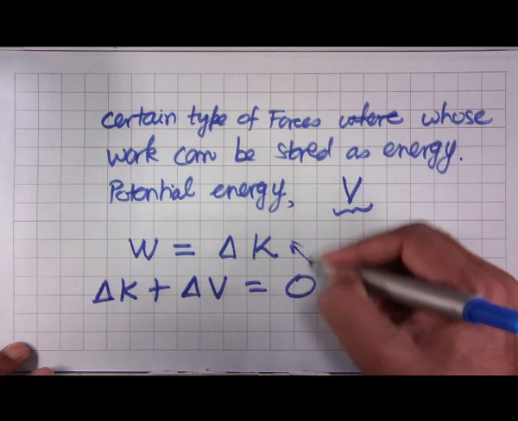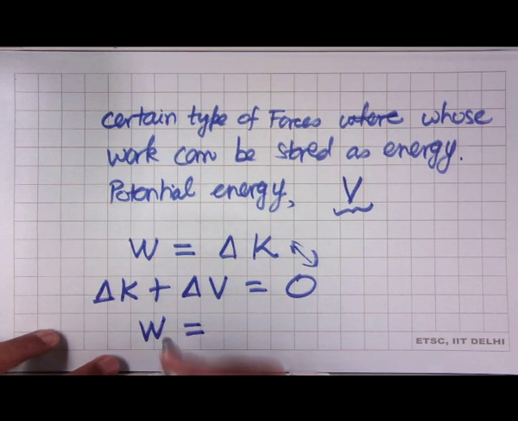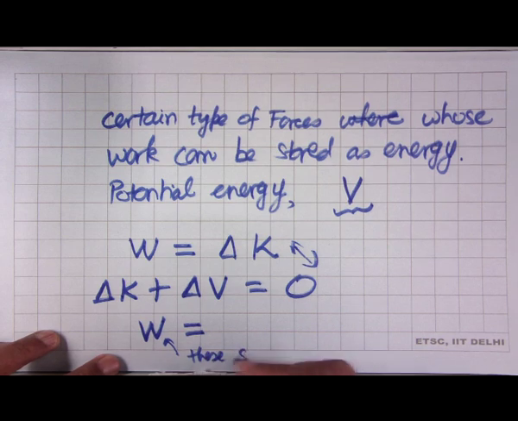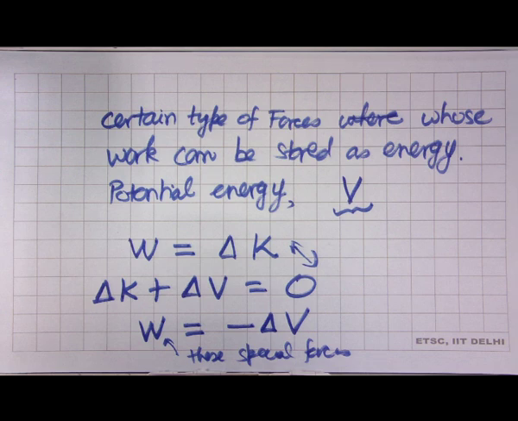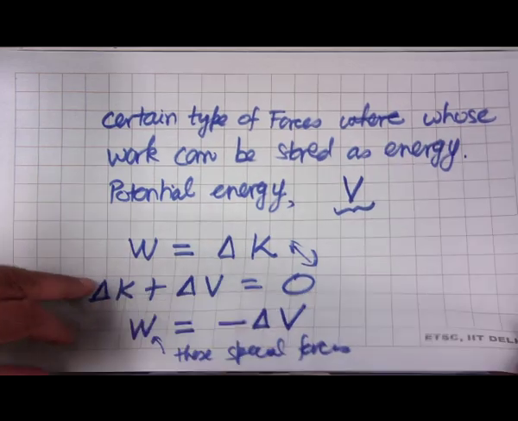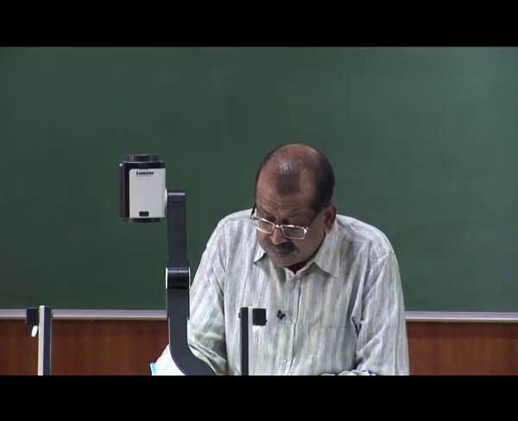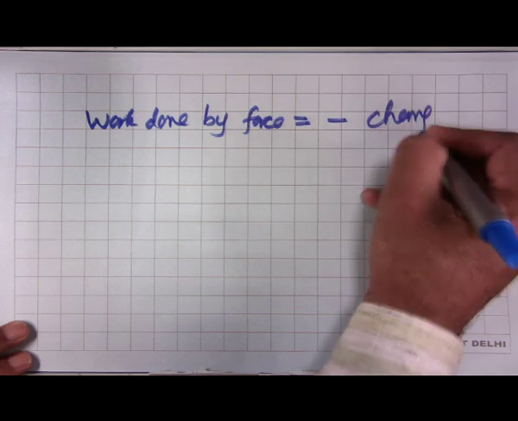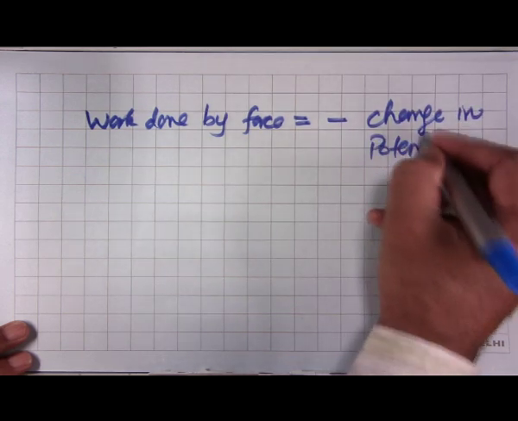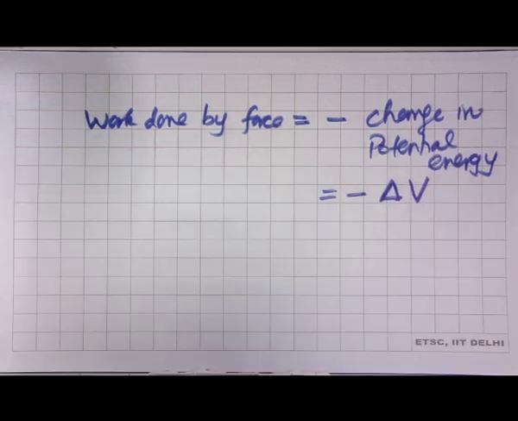And if we compare these two expressions, then what we get is work done by those special forces or those external forces can be written as minus the change in potential energy. So, if we have a force whose work can be stored as energy, then work done by force would be written as minus the change in potential energy, and this we can write as minus delta V.